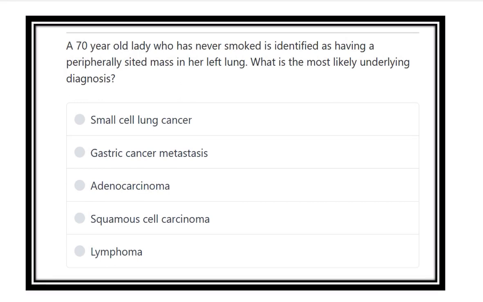A 70-year-old lady who never smoked is identified as having a peripherally seated mass in her left lung. What is the most likely underlying diagnosis? That means a female never smoker. So which type of cancer? That means the lung cancer which is not related to smoking.